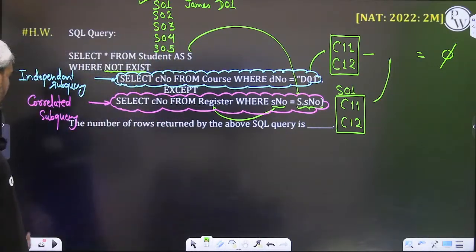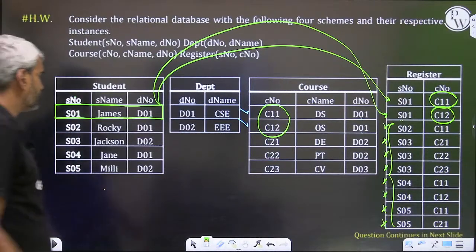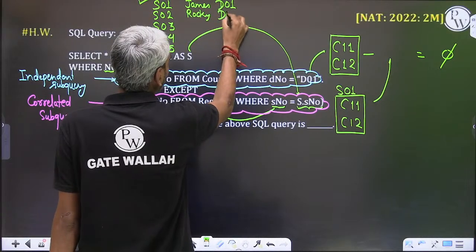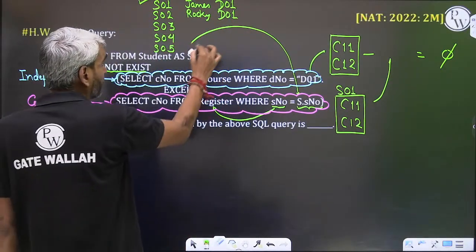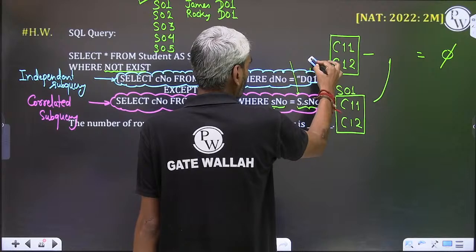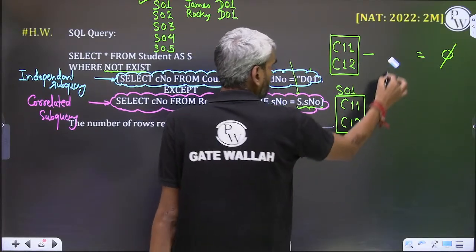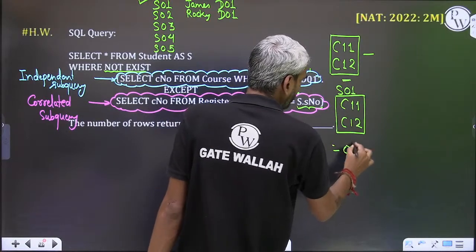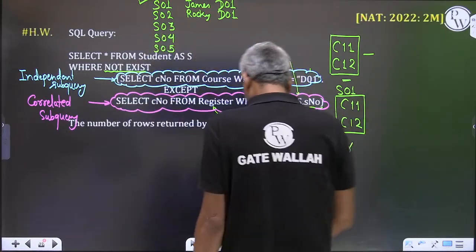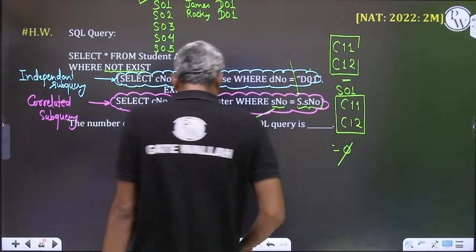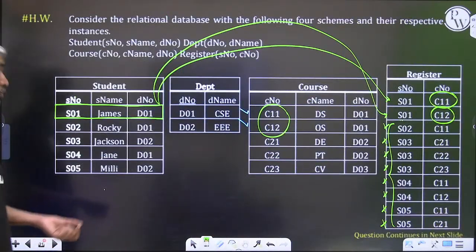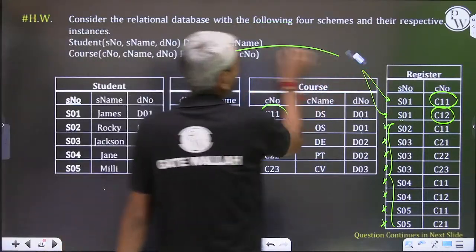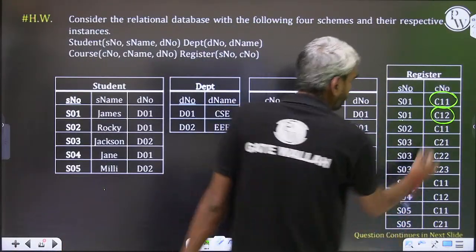So the second tuple of the student table is S02 Rocky D01. Now let's try to understand what will happen with respect to the second tuple. Let's check what will be produced with respect to the second tuple of the student table. So what values will be produced?